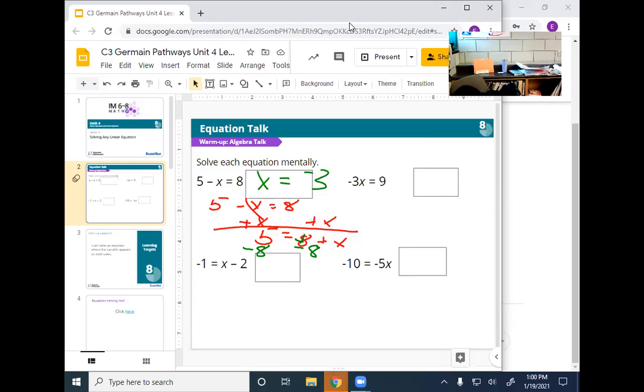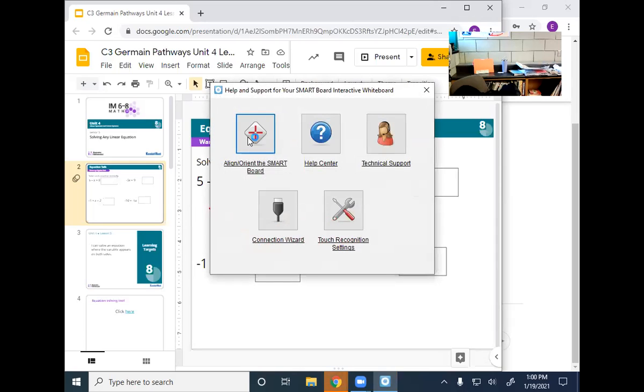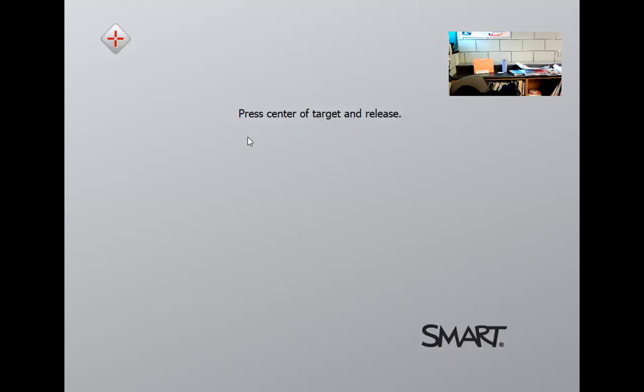Fantastic. I'm orienting this board because, as you know, Miss Jermaine is a board snob and she likes it to be aligned. Hashtag perfectionist.